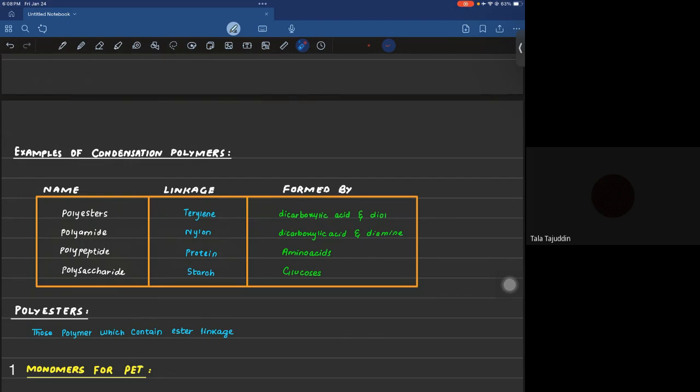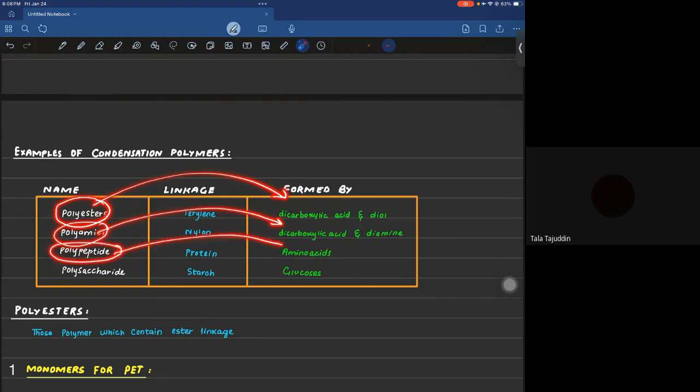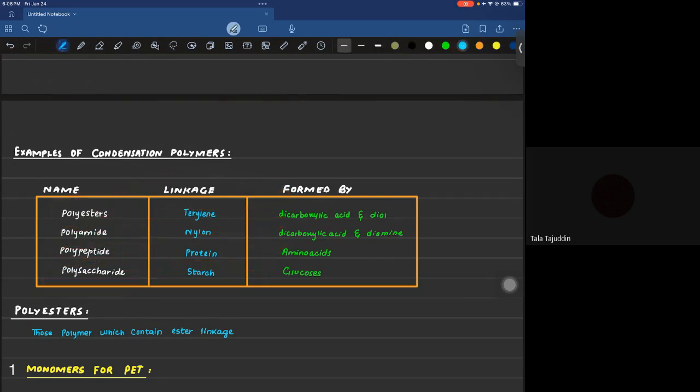Basically, I have shown the different monomers. If this is your polymer, so these are the monomers. If this is the polymer, so this is the monomer. So we would be discussing in detail how the examiner would be providing you these monomers and how you would be attaching them together to make a polymer, and we would see what type of linkage is formed.